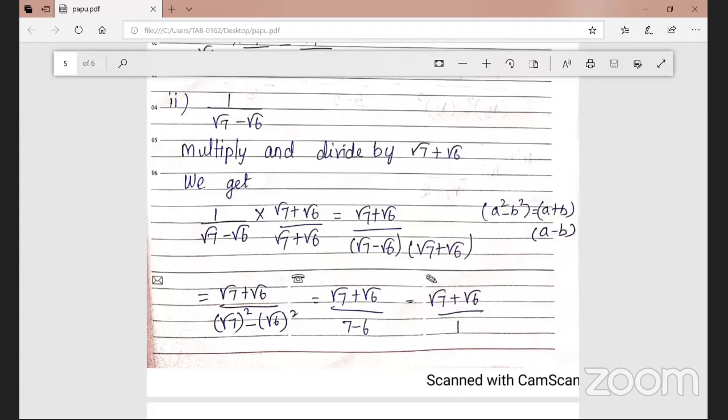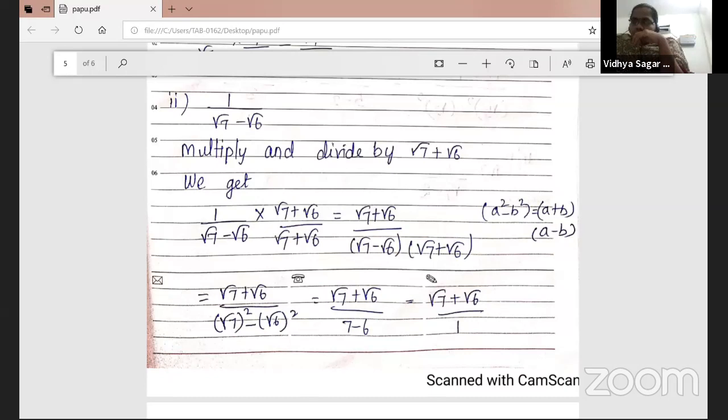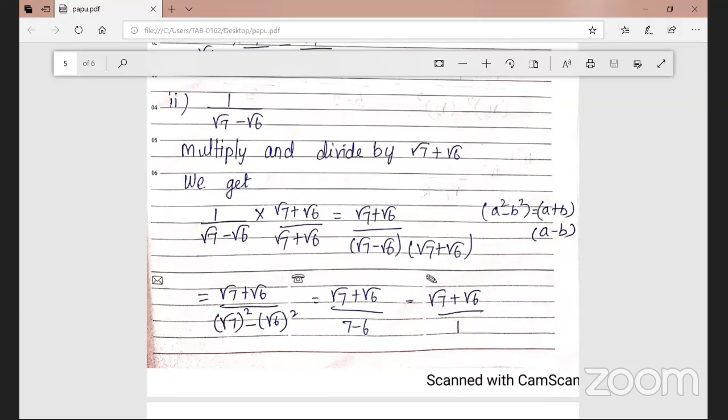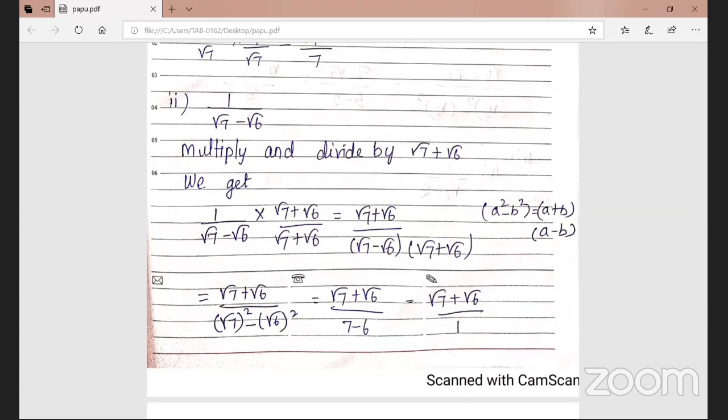Ma'am, for the sum, why are we taking root 7 plus root 6 divided by root 7 plus root 6, multiplying with root 7 minus root 6? See, in the denominator, we want it to not be a square root. We want to remove that square root. So if we multiply the same number, we can remove the square root, right?